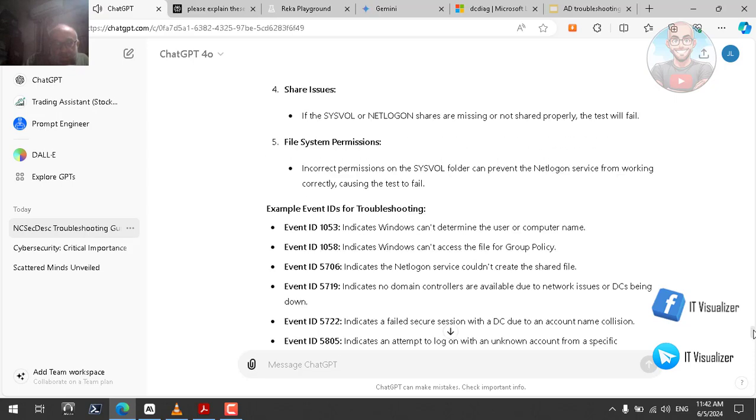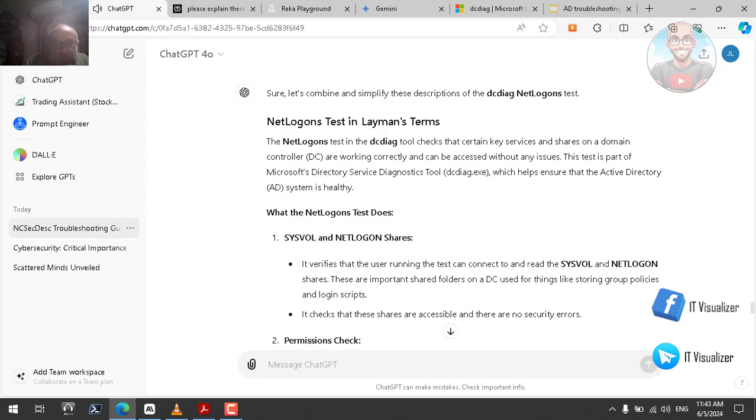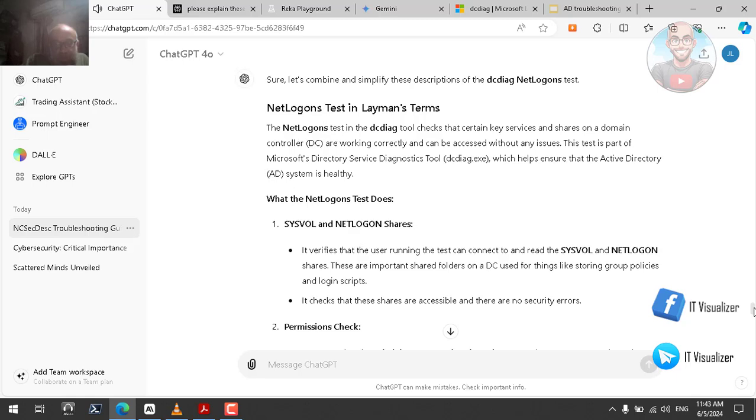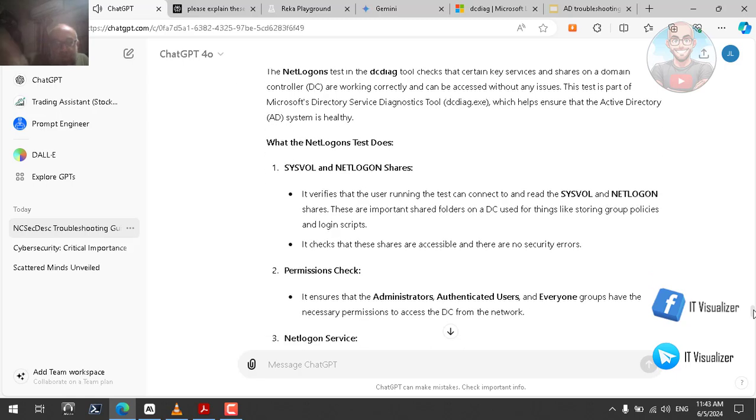Sure, let's combine and simplify these descriptions of the DCDIAG Netlogons test in layman's terms. The Netlogons test in the DCDIAG tool checks that certain key services and shares on a domain controller, DC, are working correctly and can be accessed without any issues. This test is part of Microsoft's Directory Service Diagnostics tool, DCDIAG.exe, which helps ensure that the Active Directory, AD, system is healthy. What the Netlogons test does.